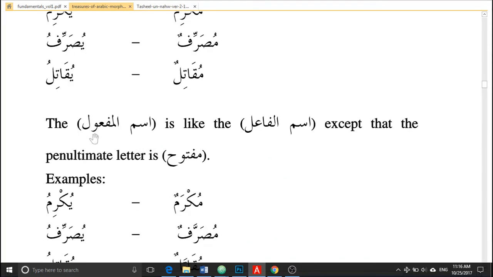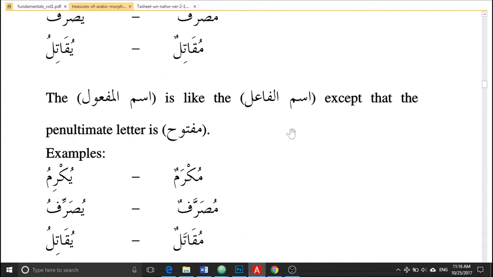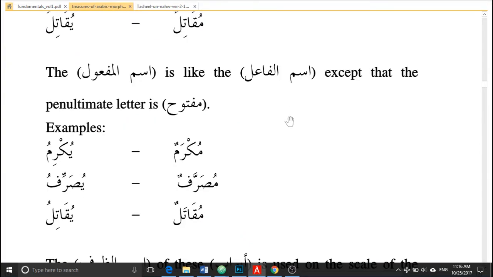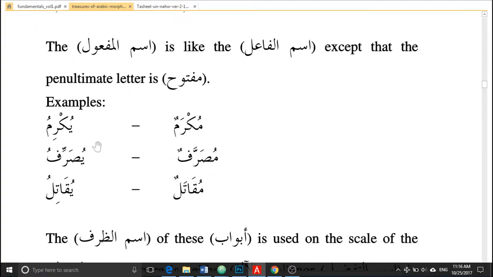And how to make maf'ul, ism maf'ul, same thing like ism fa'il, but one thing is that the 'ayn kalima will be maftuh. For example, yukrimu will become mukram. Yusarrif will become musarraf. The fatha or kasra will tell you that if it is fatha it is maf'ul. Yuqatil will become muqatal. This is maf'ul.